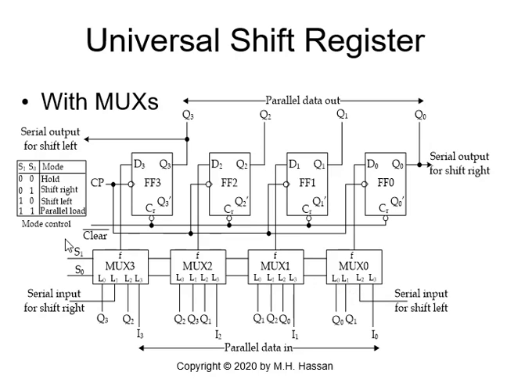And 1 1 will be parallel load, so D3, D2, D1, and D0 will get I3, I2, I1, and I0. So this is a universal shift register, allowing me to do all the operations: parallel load, parallel data out, serial data in and out for both directions, left and right. So this is why we call it a universal shift register.